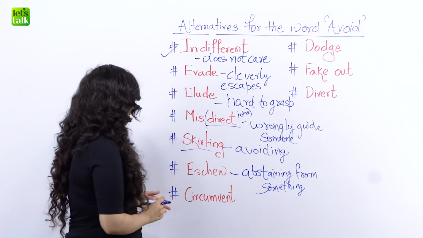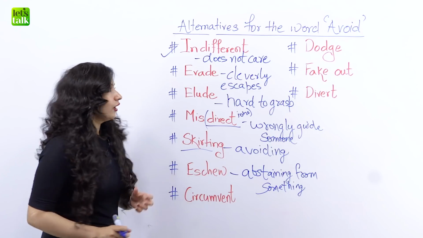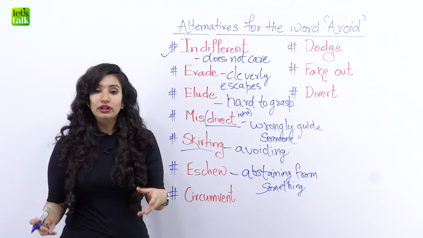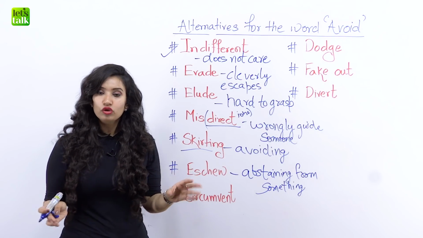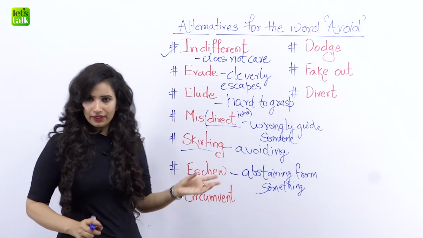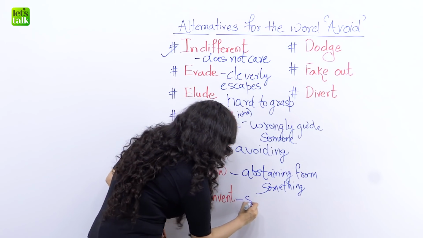All right. Now with this, let's look at the next one, circumvent. All right, so now like we had this one, evade, which is to cleverly escape a problem. Circumvent means to smartly escape a problem. So it is something similar to evade, but not completely similar. So to smartly escape a problem.